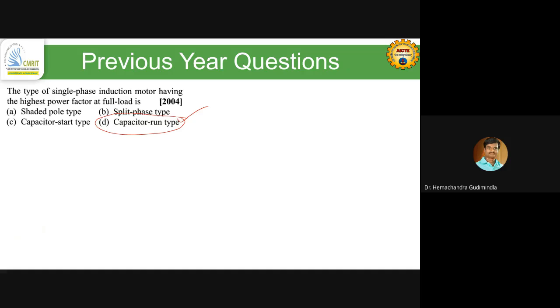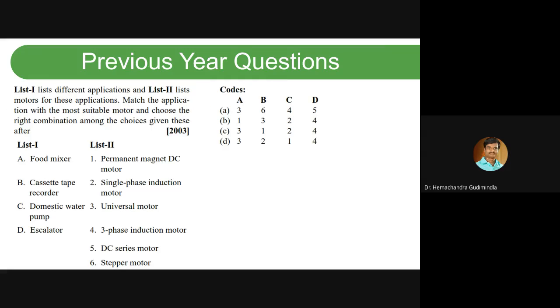Because if you are adding a capacitor run type, the machine will work like a two-phase induction motor. So then the efficiency will improve, and the power factor will also get improved. Okay, now if you look at this question, list 1 has different applications, list 2 has different motors. Now we have to match list 1 with list 2, and choose the correct option.